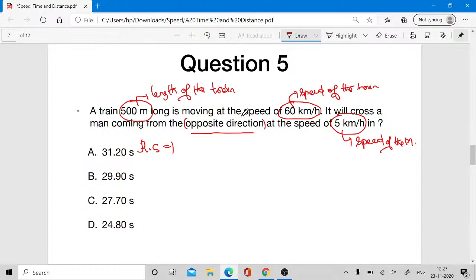Opposite direction मतलब क्या करेंगे हम? We will be adding the two speeds, right? हम दोनों speeds को add करेंगे. So दोनों speed क्या है इधर? Right? Same direction मतलब subtract. Always remember this.